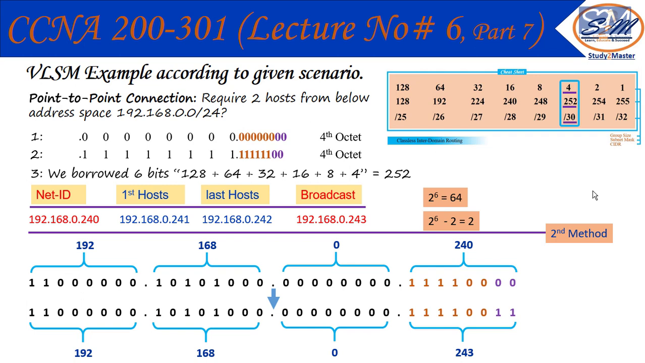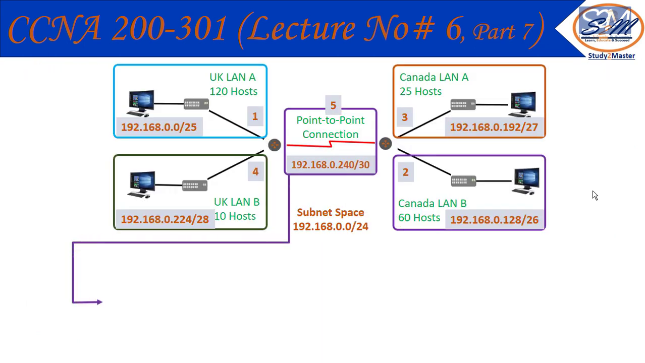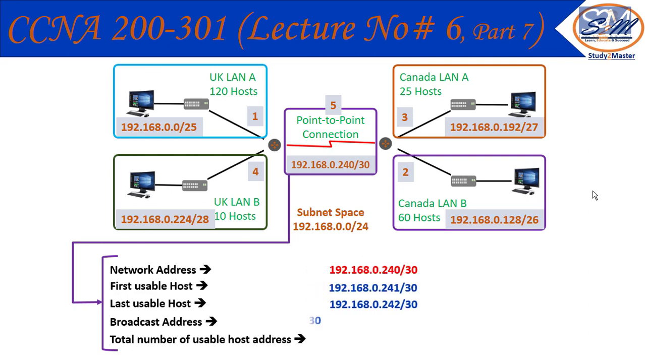The network ID is 192.168.0.240. The first usable address is 192.168.0.241. The last usable address is 192.168.0.242, and the broadcast IP address is 192.168.0.243. This is how we did our subnetting on all of LAN A, LAN B, LAN C, and the point-to-point between LAN A and LAN C, or between two sites. The addresses will look like this, all with a /30, and the total usable hosts is 2.